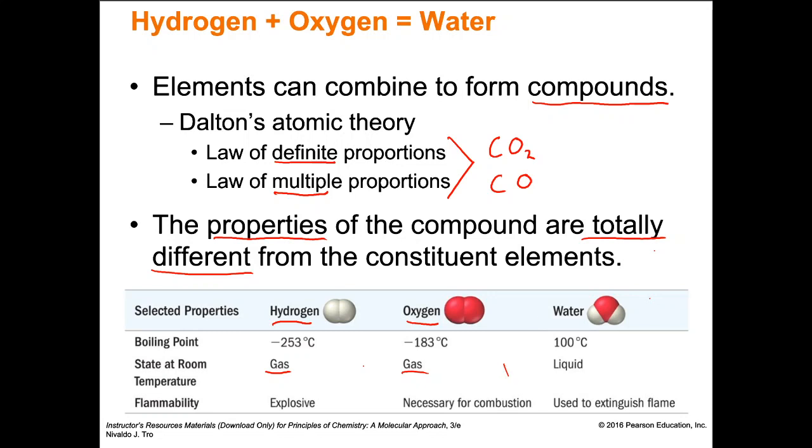And if we look at their properties, we know that hydrogen is explosive. And in order to have a combustion, we have to have oxygen. Anything that burns, what you're doing is really combining it with oxygen. That's why it says here, necessary for combustion, because it's required to have oxygen to burn something. And we'll get into that later when we talk about combustion.